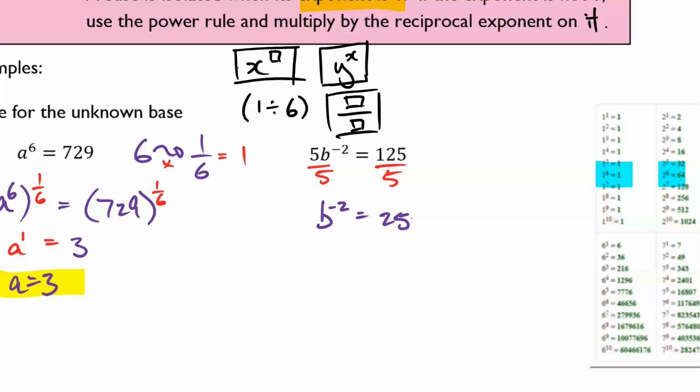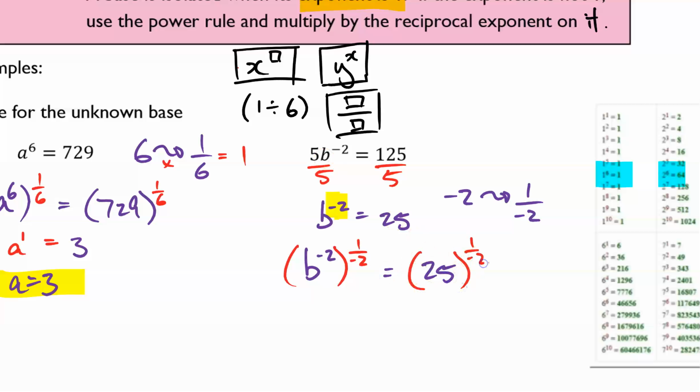Next step. We've got to identify the reciprocal of the exponent on the base. And the exponent on the base is negative 2. So if you write it along the side here, the exponent is negative 2. Then the reciprocal of negative 2 is 1 over negative 2. All right? So if we multiply both sides by 1 over negative 2, let's see what happens. Got the 25. We're going to put this to the exponent 1 over negative 2.